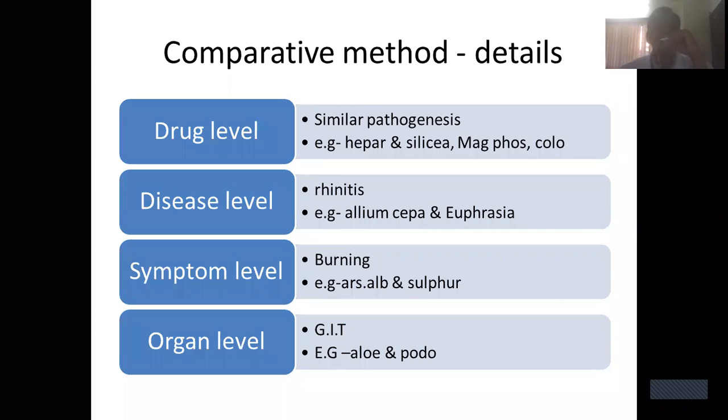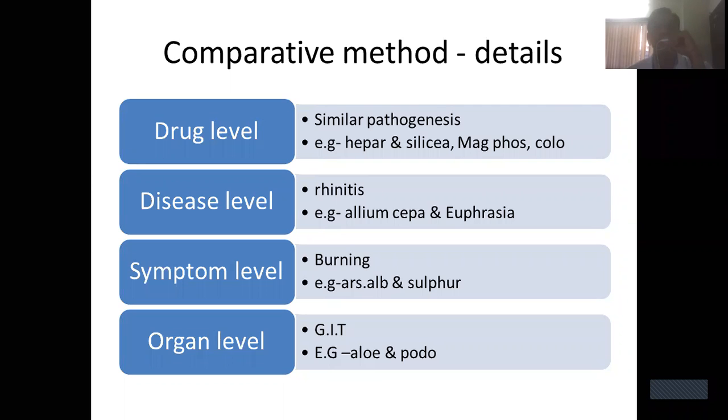So if we study Hepar and Silicea, there is a common pathogenesis. Both these drugs are good for the various pathologies of suppuration, various pathologies of inflammations and infections leading to suppuration, and we will have certain pathologies like boils, abscess, furuncles, carbuncles, etc. under Hepar and Silicea, and we will find out what is the similarity between Hepar and Silicea and what is the dissimilarity between Hepar and Silicea.